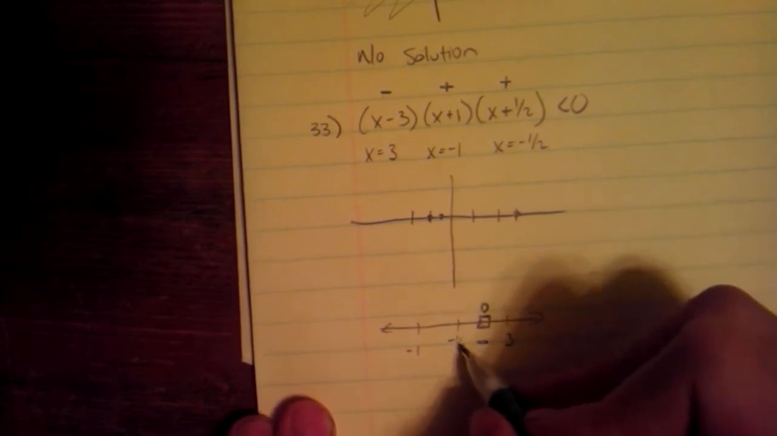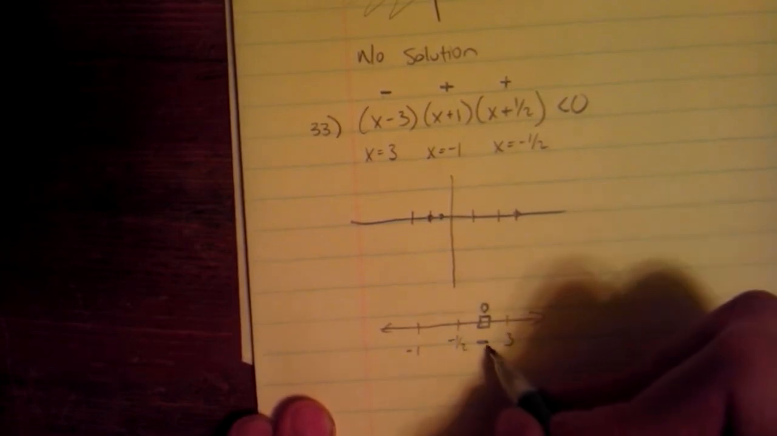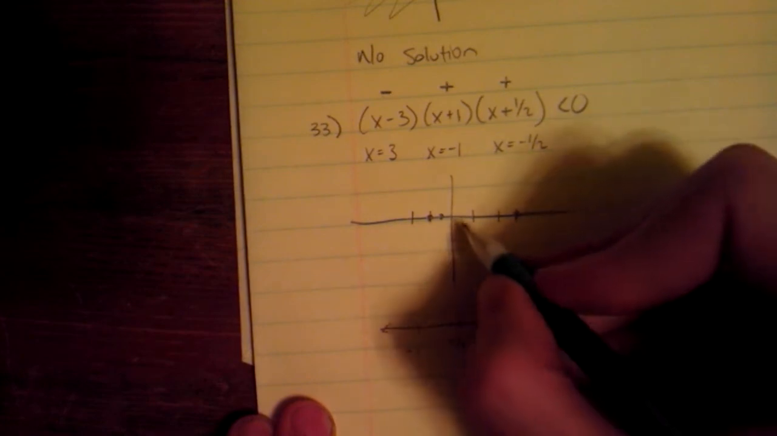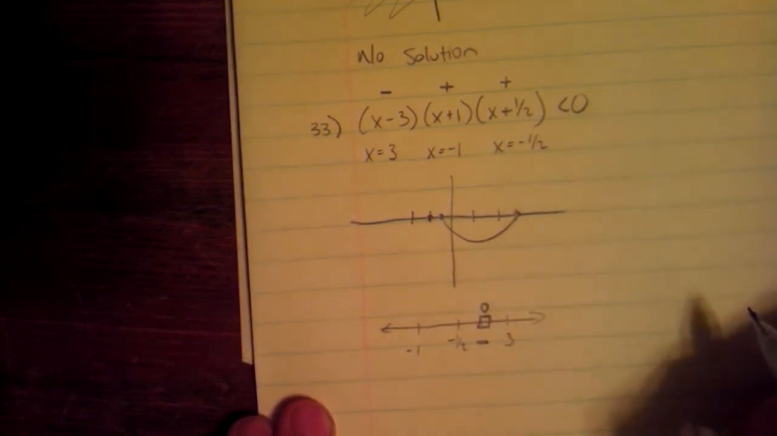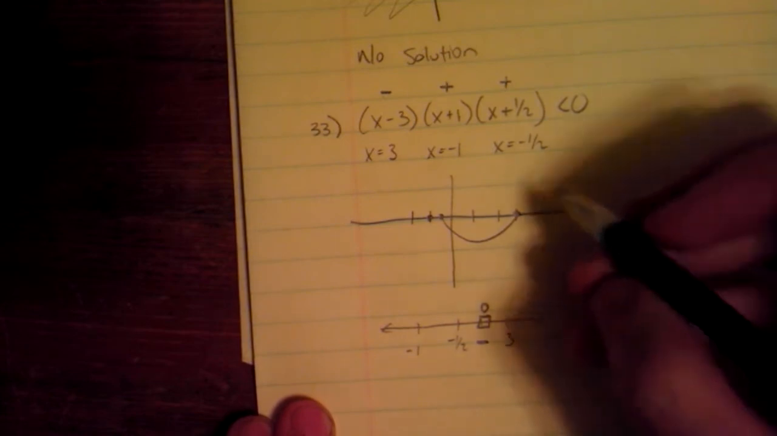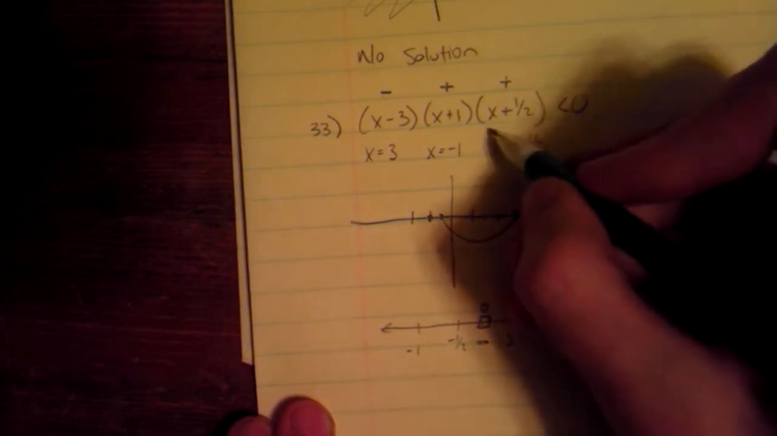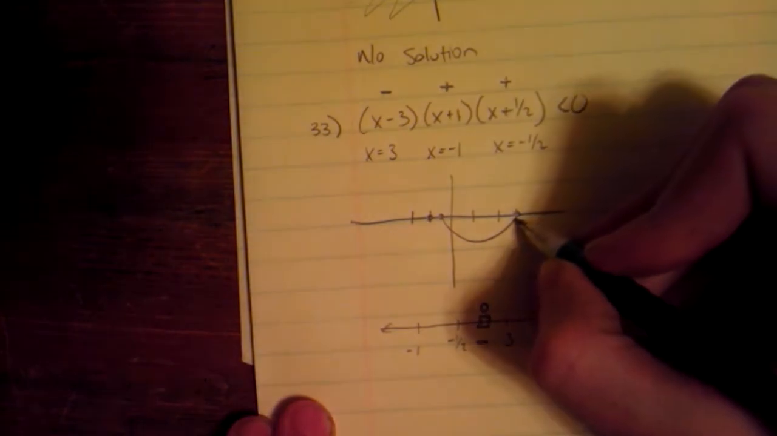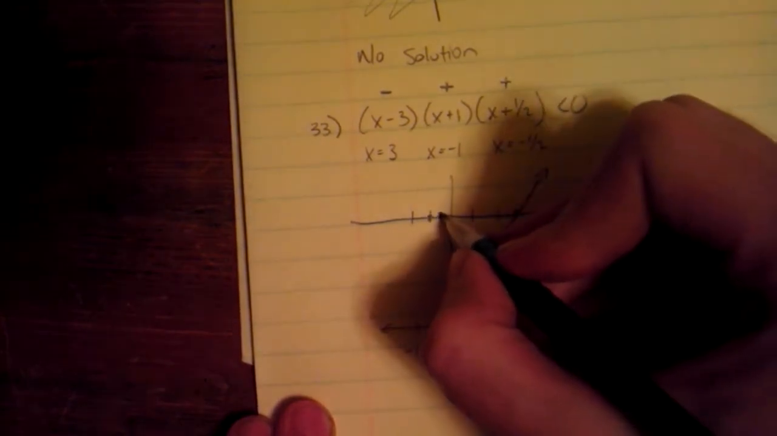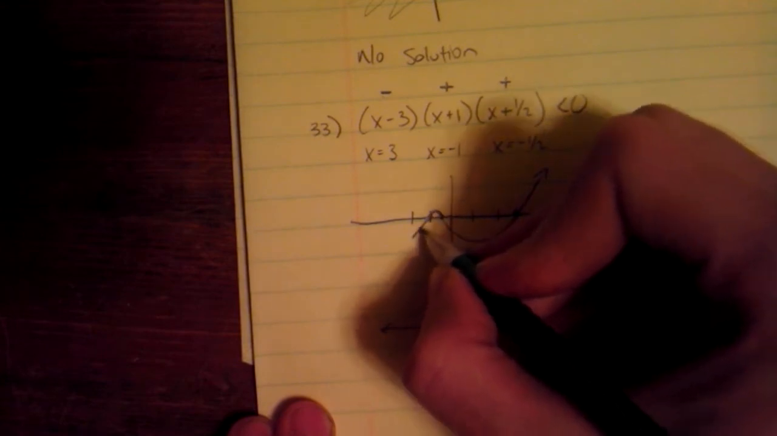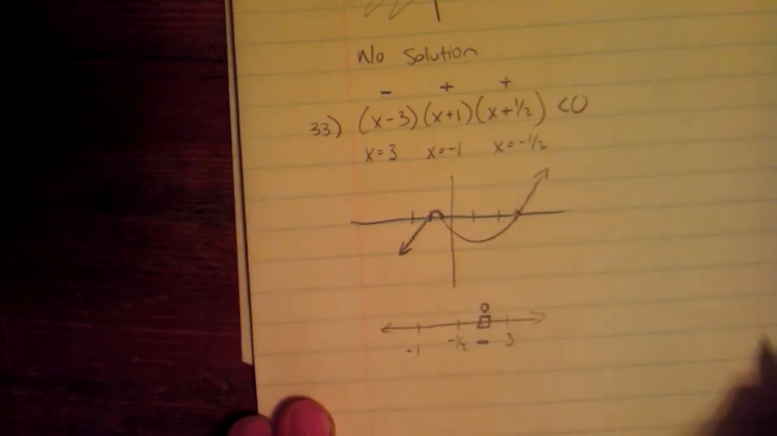So between -1/2 and 3, our graph is below the axis. It's negative, so it's going to do something like this, roughly. Then what we know is, each of these points only occurred once, so it's going to cross every time it touches the axis. It's going to go through here, it's going to go through there, and it's going to go through there, like so.